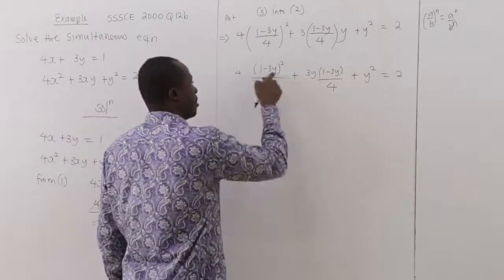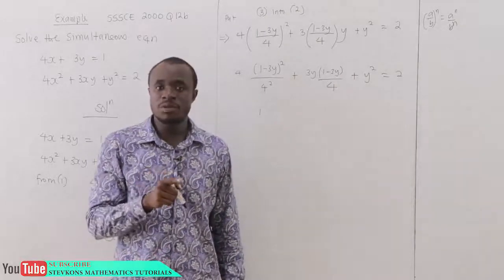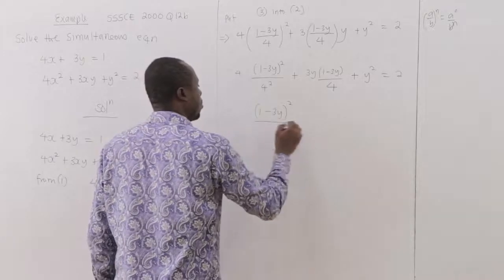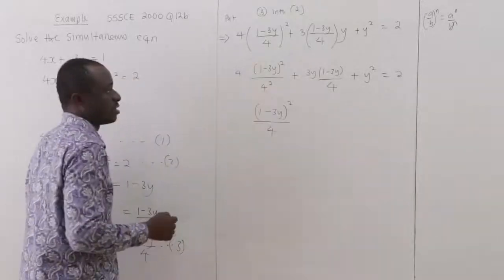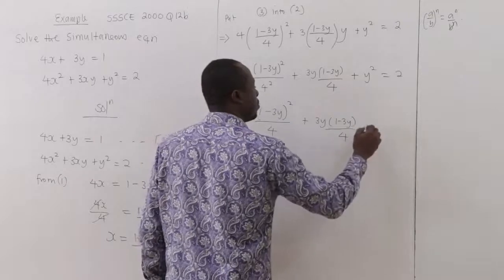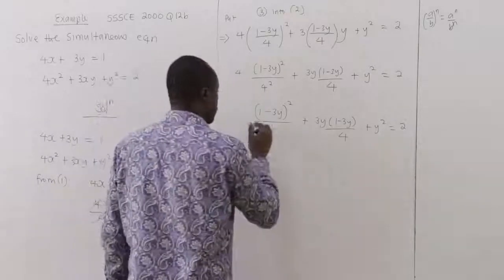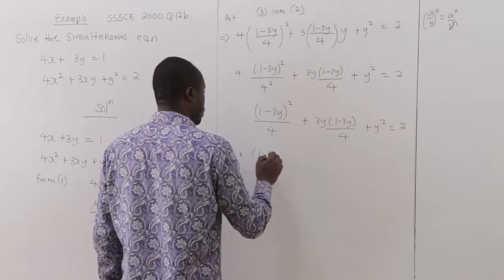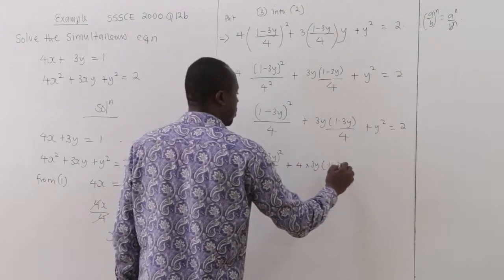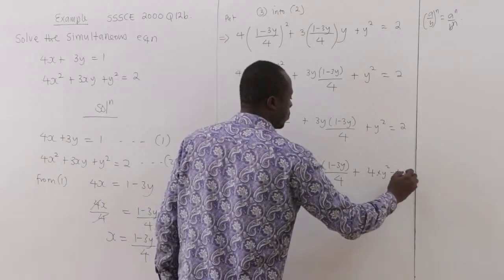Now expanding the numerator, we know that (a minus b) to the power 2 is a squared minus 2ab plus b squared. But first, let's cancel this one out. So we have (1 minus 3y) all squared over 4. 4 into 16 is 4 times. Then plus 3y times (1 minus 3y) over 4, plus y squared equal to 2. What's the LCM? The LCM is 4, so let's multiply through by 4. So that is 4 times (1 minus 3y) squared over 4, plus 4 times 3y times (1 minus 3y) over 4, plus 4 times y squared equal to 4 times 2.